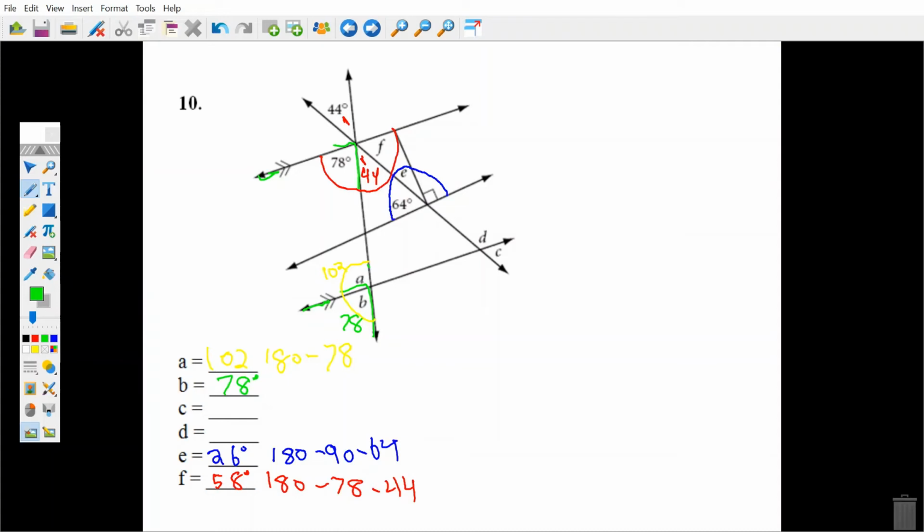Lastly, we have, here's our transversal line. I'm going to highlight it in blue. Here's a transversal between our two parallel lines.